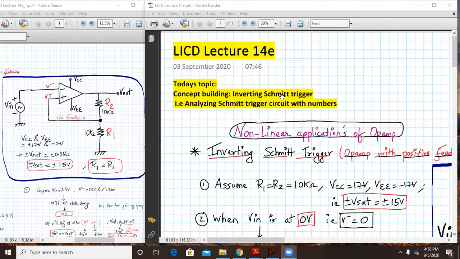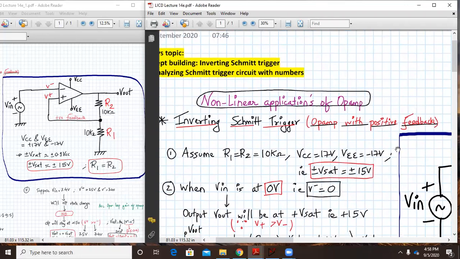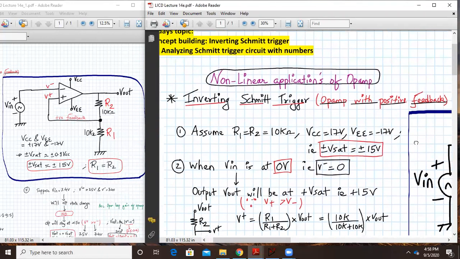So here today we will be discussing the inverting Schmidt trigger. Basically, we are analyzing this Schmidt trigger circuit with numbers, so that's slightly different from the normal teaching style. We have already started with comparators, and with that we have started the non-inverting applications of op-amp. So this concept is the inverting Schmidt trigger, or we can call it op-amp with positive feedback.